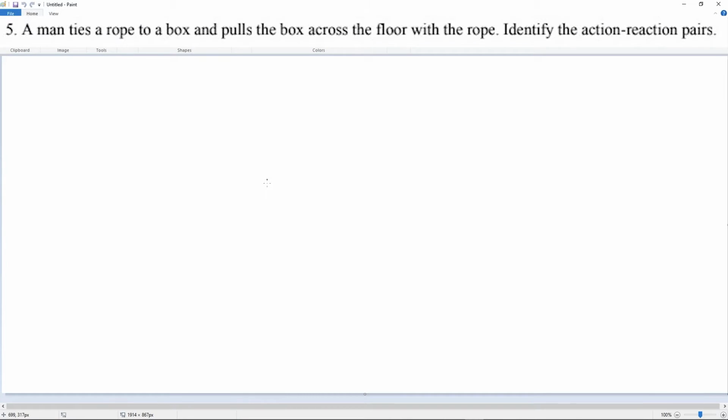Question 5. A man ties a rope. So we're going to draw a man, we're going to draw a very nice rope, and we're going to draw a box. So a man ties a rope to a box and pulls the box across the floor with the rope. And then have action and reaction pairs. The box gets pulled by the rope. The box has an equal and opposite reaction that way. The rope gets pulled this way from the box and pulled this way by the man.